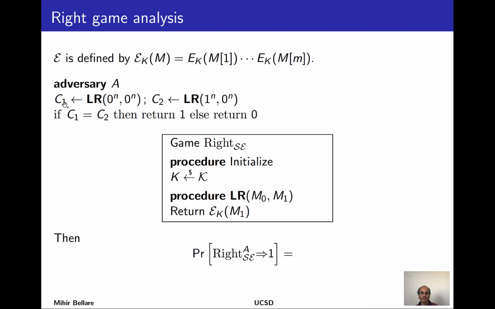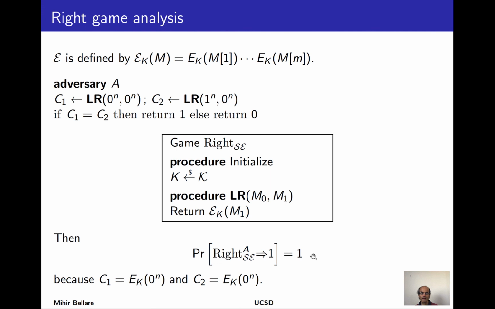So what are C1 and C2? They are the outputs of LR, but in the right game, the messages encrypted are 0 and 0 because you choose the right message over here. So both times we get an encryption of 0. But now we exploit the fact that this is the encryption scheme, and it's simply a block cipher with a fixed key, hence deterministic. So EK of 0 is returned both times, and we will indeed have C1 equals C2. That happens regardless of the choice of key.